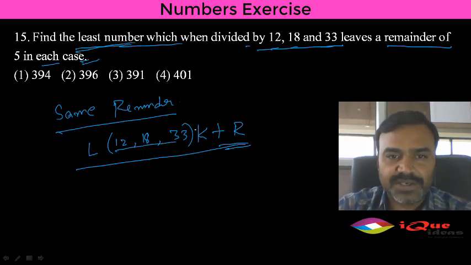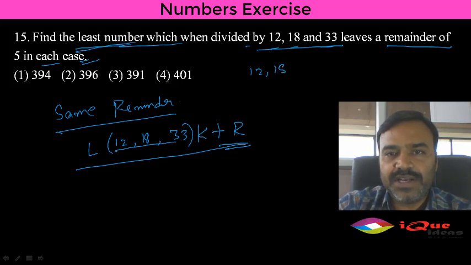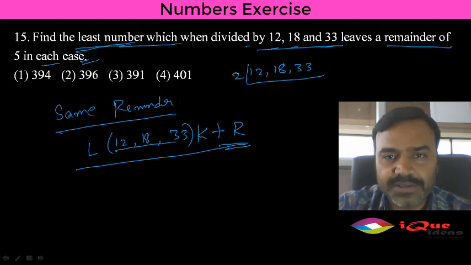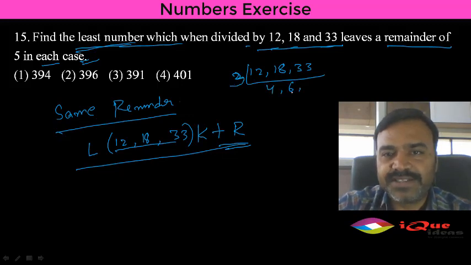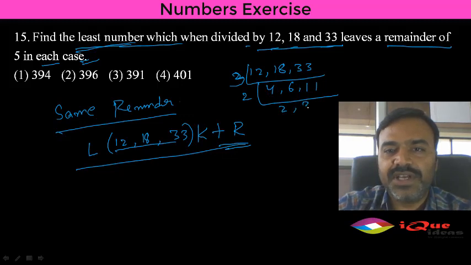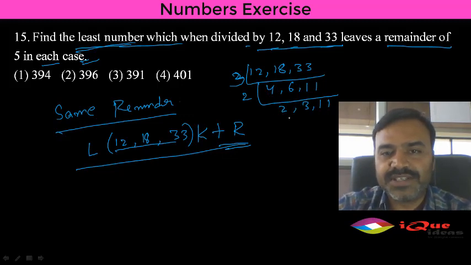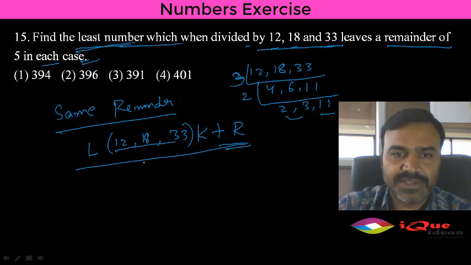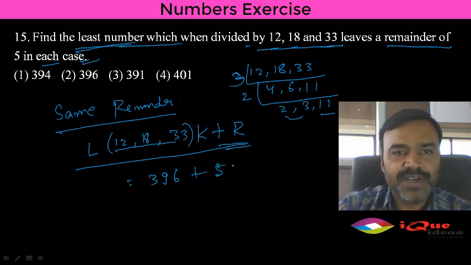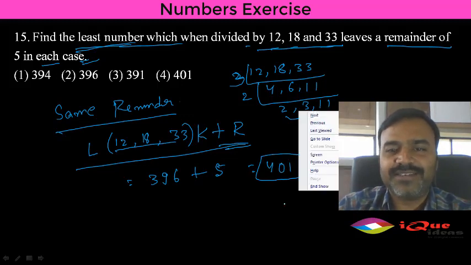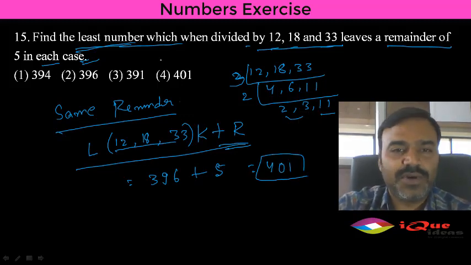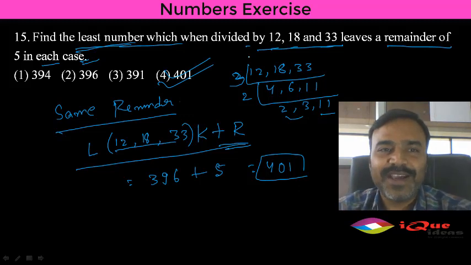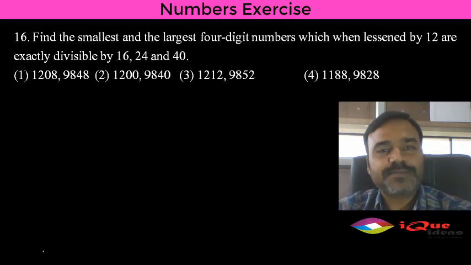So LCM of 12, 18, 33 you can calculate. Let's take 3 common. So 4s, 6s and 11s. Now 4 and 6 again we have 2 common. So 2, 3, 11. Nothing else common. 3 into 2 is 6, 6 into 6 is 36, into 11 is 396. So the smallest number will be 396 plus the remainder 5 which is 401. So very simple standard question. Fourth option is the correct one. Okay. Let's take up the next question now.